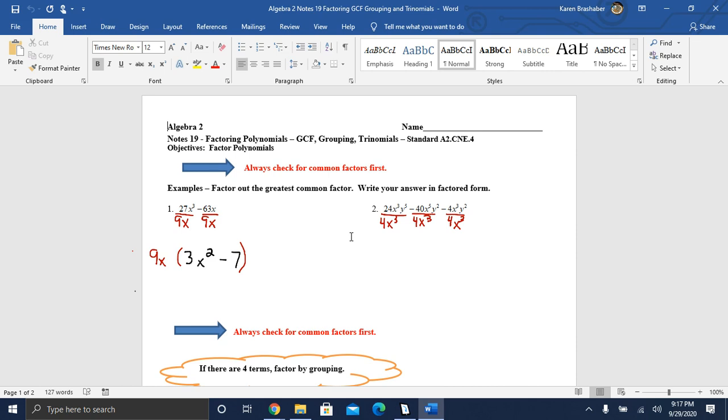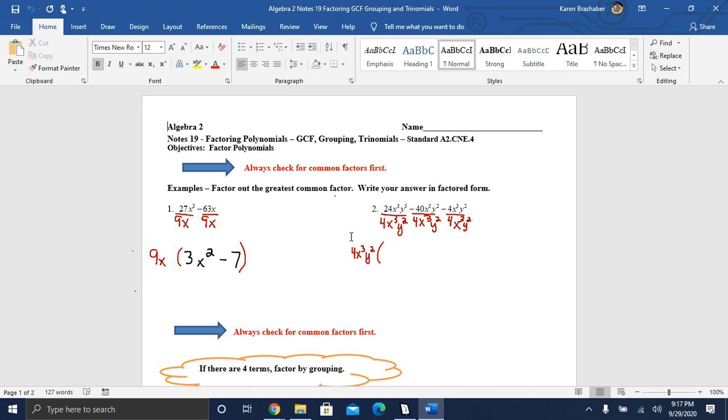And then I would have to look at my y's. I have y to the fifth, y to the second, and y to the second. So I can factor out, I can divide out a y to the second power from all 3 terms. I couldn't use a higher exponent because it wouldn't divide out evenly on my other terms. So the factor that I'm dividing by gets written first. So 4x to the third, y to the second. Then we start a parentheses. And now inside the parentheses, you do the dividing and put your answer.